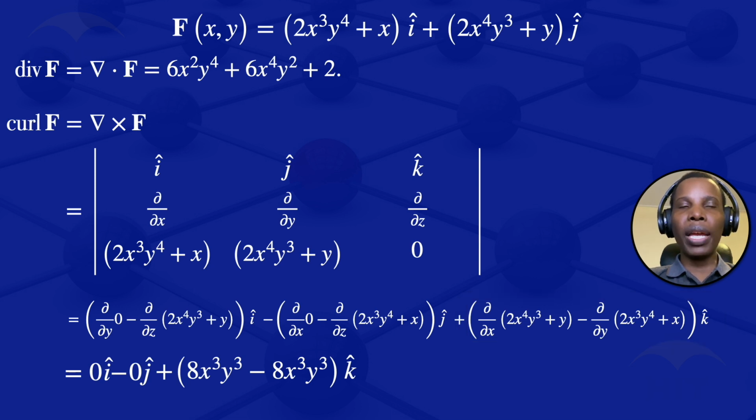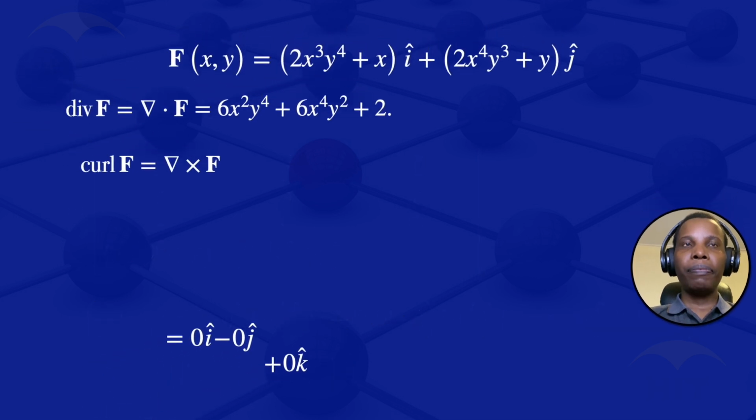So that's what we are having. But if we look at this part, 8x cubed y cubed minus 8x cubed y cubed, it is going to give us a 0. So this highlighted part there is a 0. So if it's a 0, our k will simplify to 0i minus 0j plus 0k. So that's what we are having there.